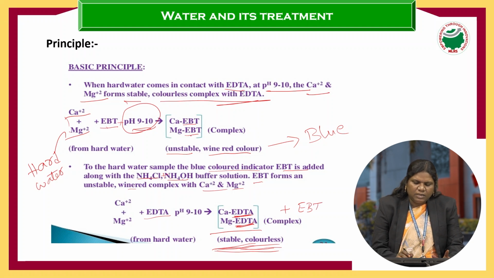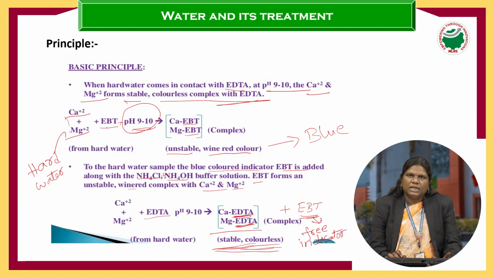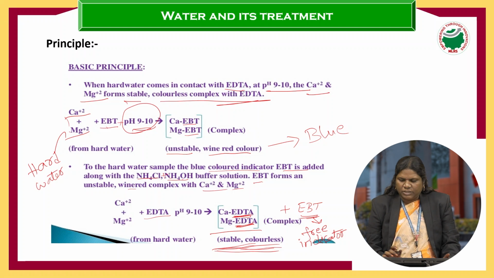Here the EBT is replaced by the EDTA. The EBT indicator will be released free into the water. This free indicator has the blue color. When the blue color appears, from wine red to blue, we will stop the reaction, meaning the reaction is completed. This is the principle of the EDTA titration.